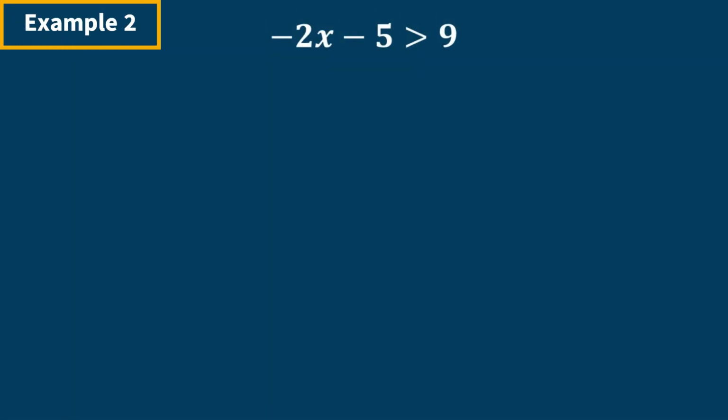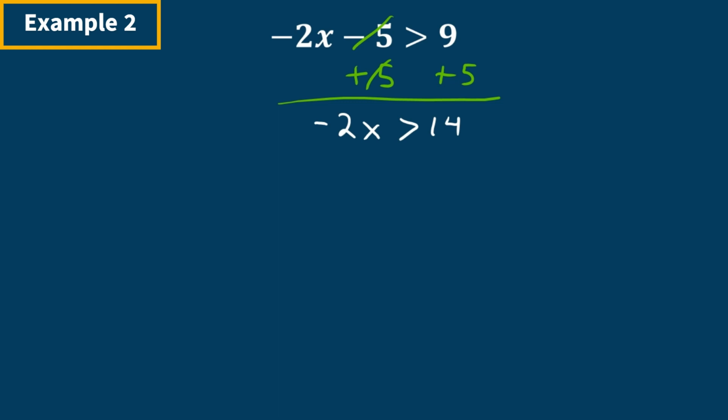Example number 2, we want to go ahead and solve this problem right here. So, like before, what we want to do is get x by itself. That means I want to add 5 to both sides, because that's the opposite of subtraction. And when we do that, these 5s cancel. And what we'll have left over on the left-hand side is negative 2x is greater than 9 plus 5, which is 14.